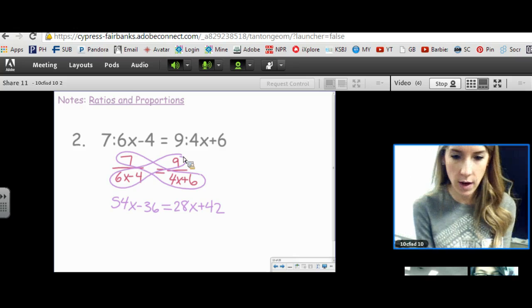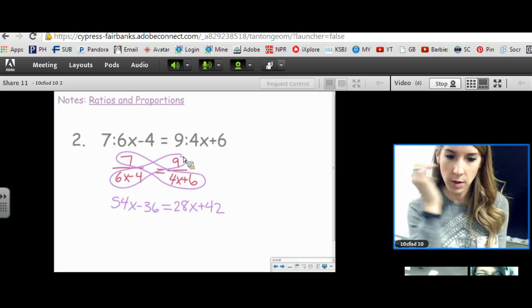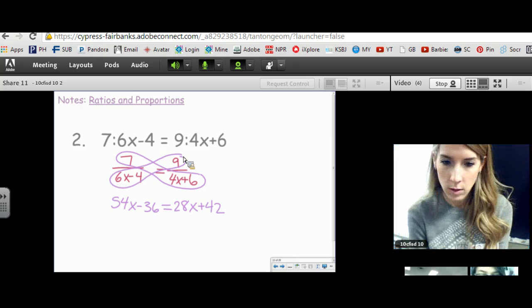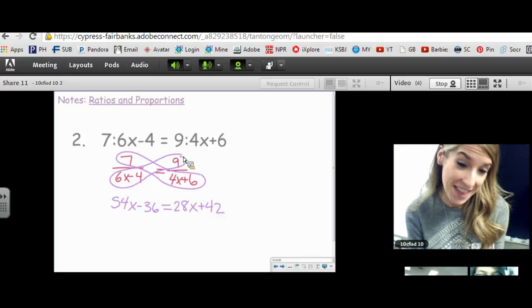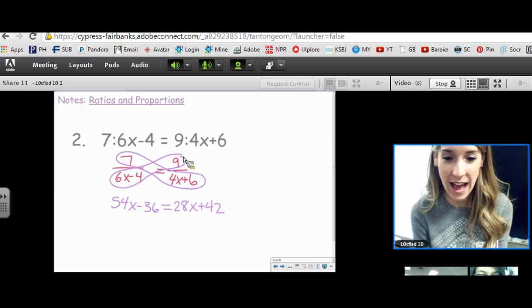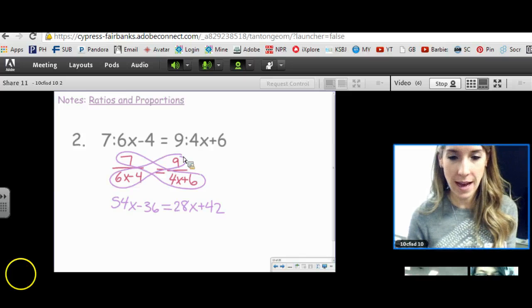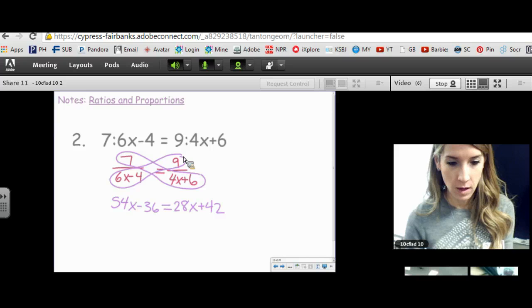Y'all okay with that so far? Cross multiply, distribute. Okay. And then we know solve for x. Add 36 to both sides, subtract 28x from both sides. Answer?